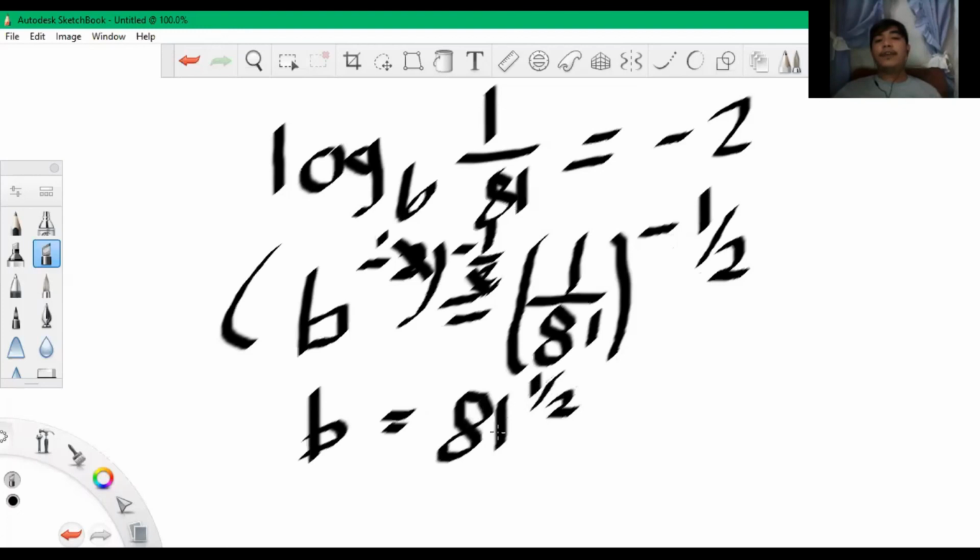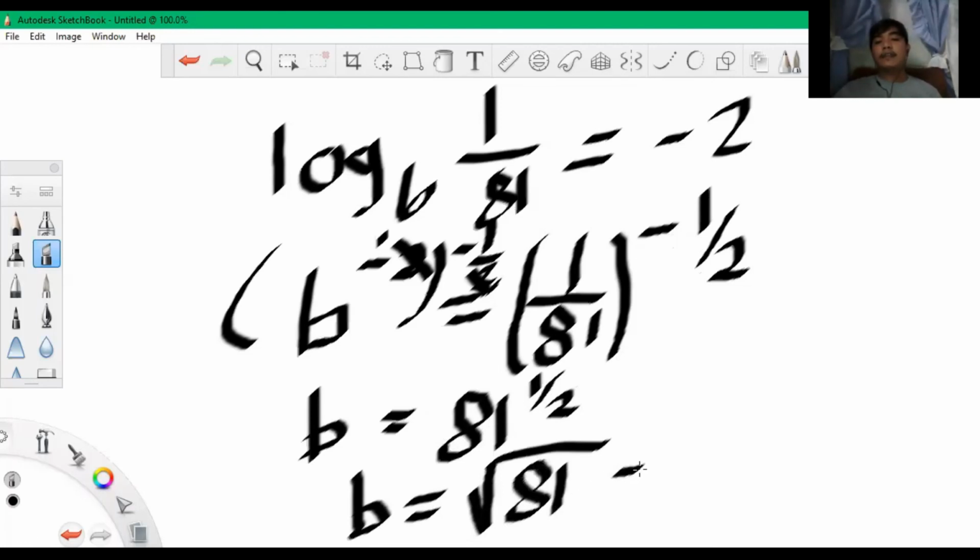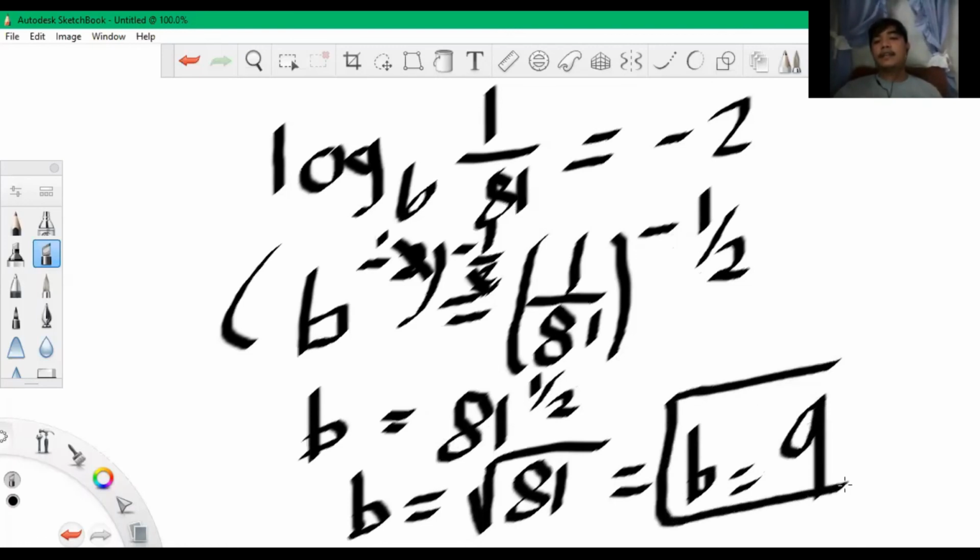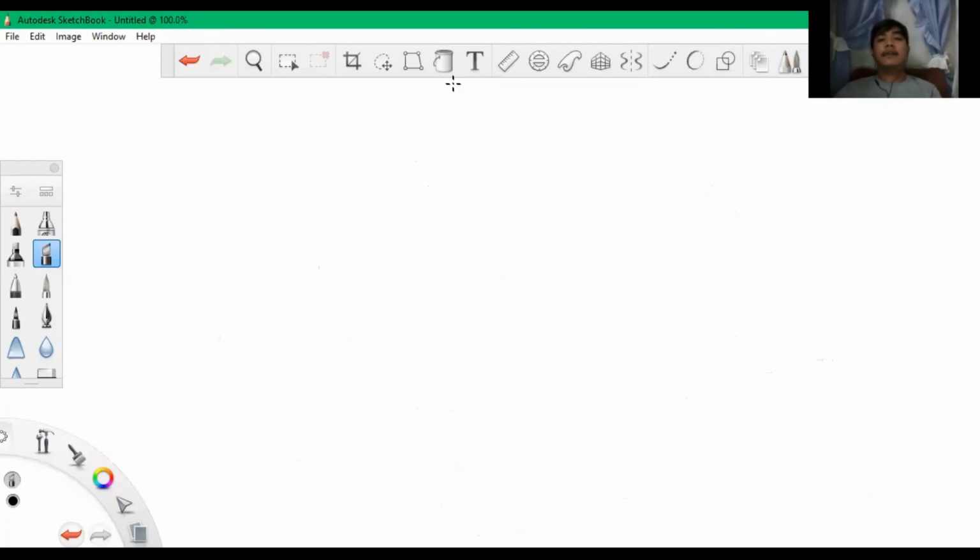So we have to solve for 81 raised to 1/2. And again, 1/2 is equivalent to square root. So we are just being asked for the square root of 81. And what is the square root of 81? That is equivalent to 9. Okay, so 9 times 9 is equivalent to 81. So our base in this example is equivalent to 9. Okay, so I hope na nakakasunod tayo.